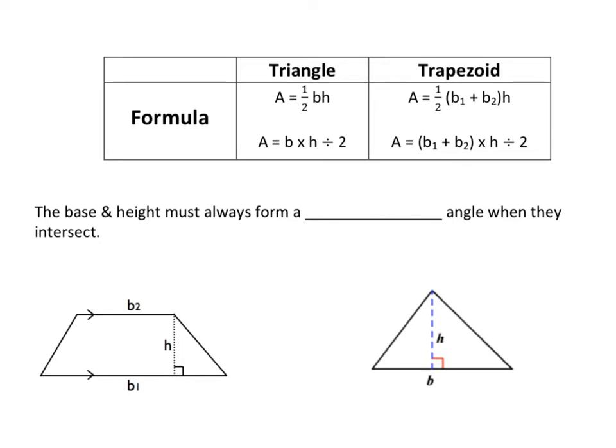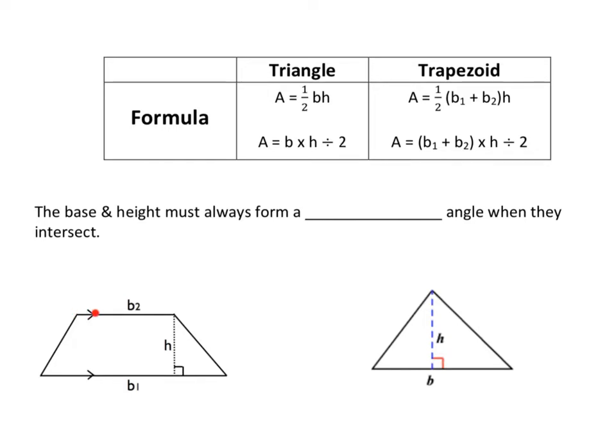Now, we're given two different examples right here. This is our trapezoid, and this is our triangle. Notice, each of these has the height going down the middle, and the base is on the bottom. Now, the base is what makes that right angle right here.